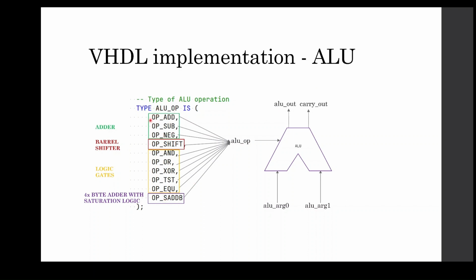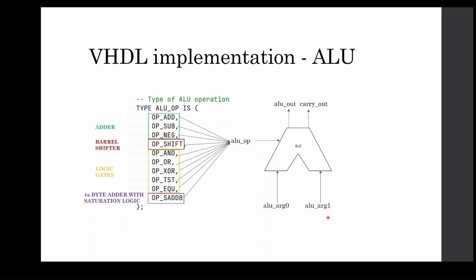The first three, addition, subtraction, and negation, are done using an adder implementation, which is a ripple carry adder based on full adders that have been chained to 32 bits. The shift operation is implemented using the barrel shifter, in which case argument 1 is assumed to be a shift amount, and argument 0 is the value to be shifted.